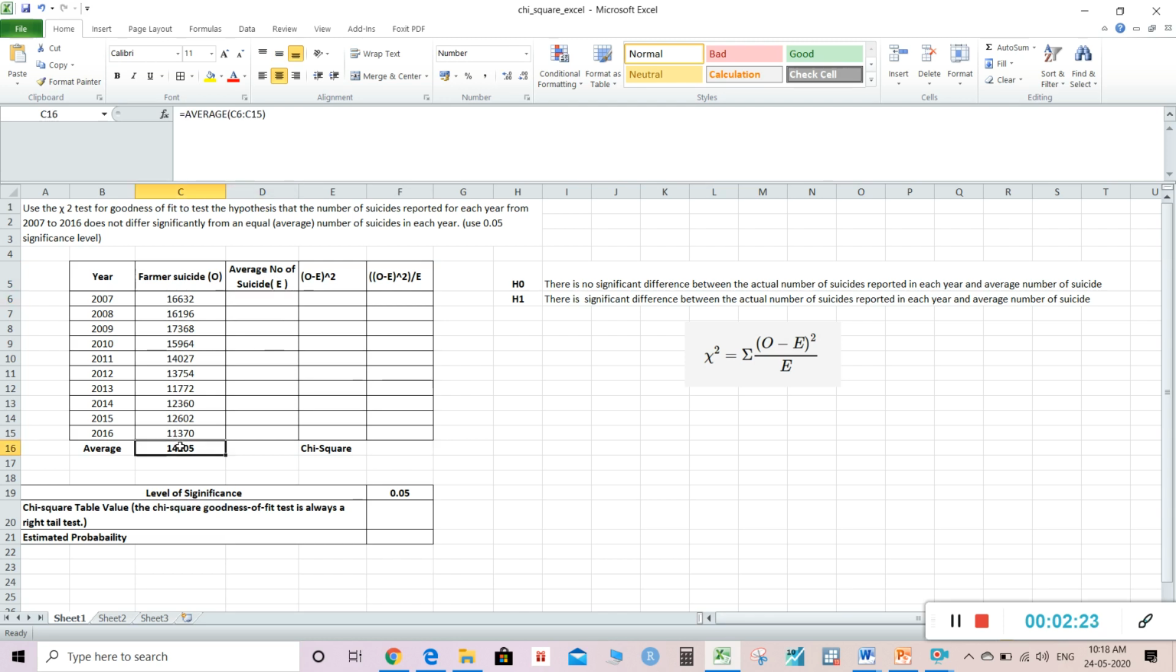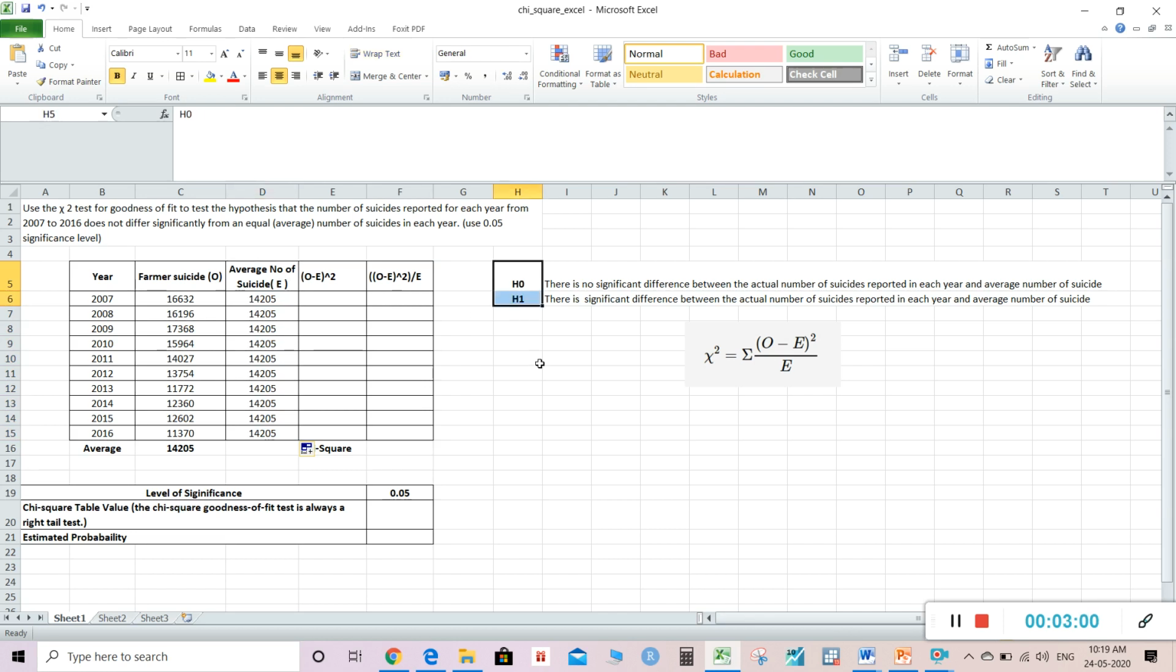So let us get this value to each of these cells. You can select this and click F4, enter, and you just drag it. So that will make you get the average number of suicide across these cells. So that is your expected value.